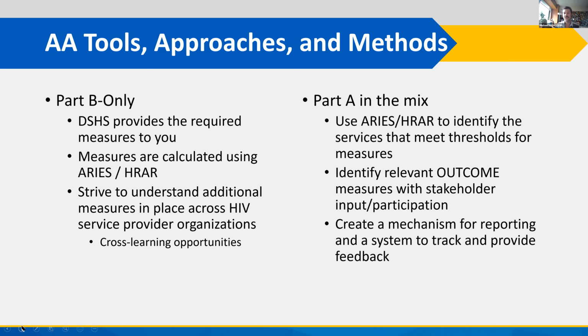And so if you have a Part A in your mix as an AA, then it's a little bit trickier and you have a little bit more homework than if you are a Part B only AA. And that's the important nuance. But as you can see at the Part B level, at the Part A level, and also at the direct service level, the most important aspect here is stakeholder involvement. What is the purpose of the services we are providing, and what does that mean for the people who are receiving these services?